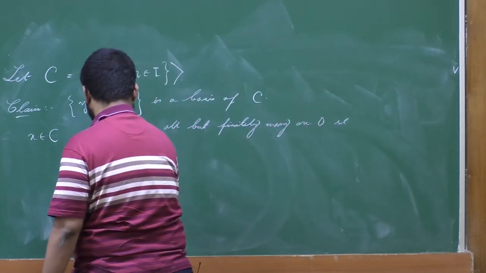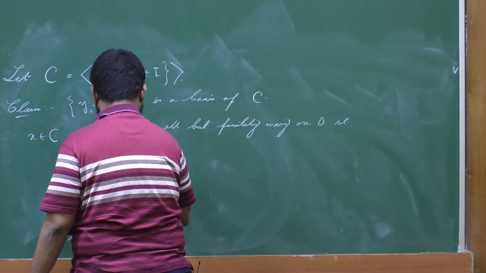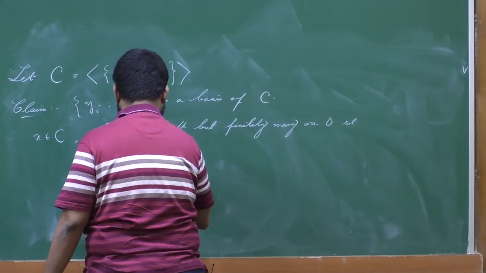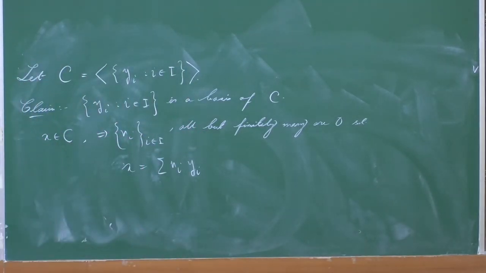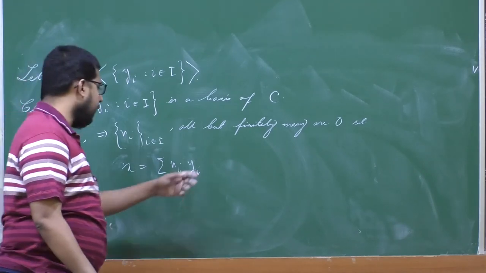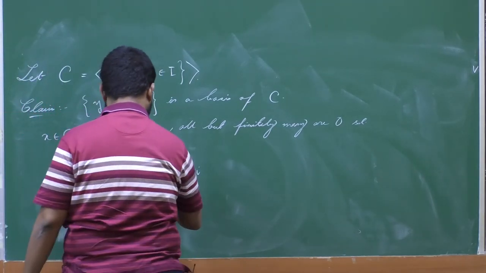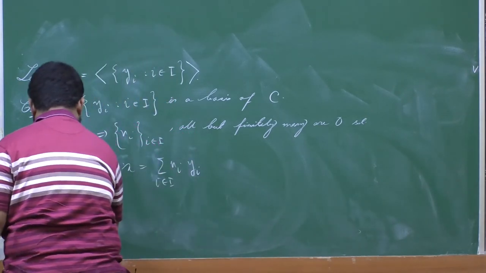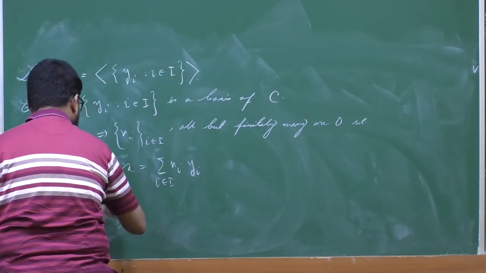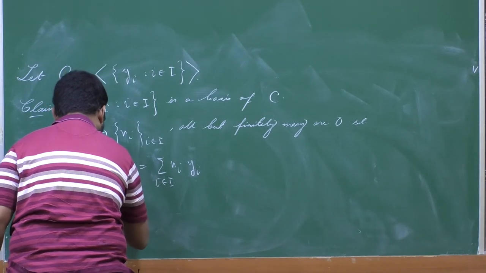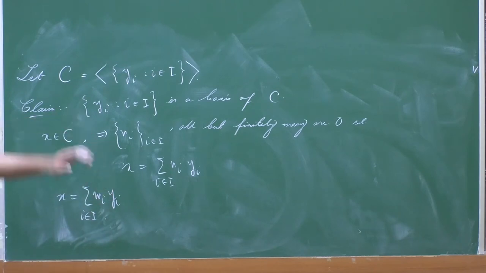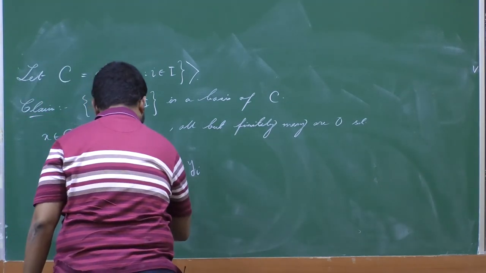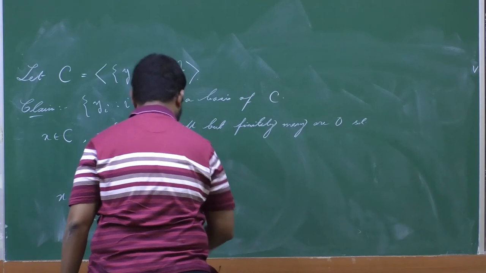Such that x is equal to the summation of xi ni, so ni times yi. Okay, that part is there. Now I have to show that these ni's are unique. So how to show that? Suppose x admits some other expression, again with the same condition that all but finitely many mi's are zero. Then I will consider f of x.